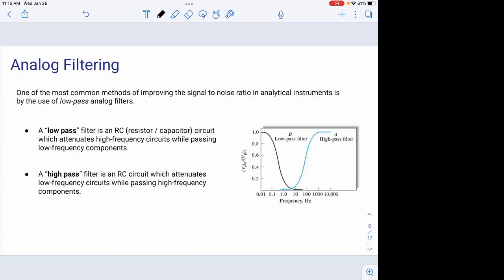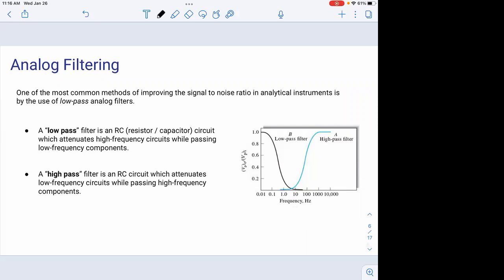Another option for hardware modulation or attenuation of noise is using analog filtering. So this is a really common method of improving the signal to noise ratio in instrumental measurements, usually using a low pass filter. So let's talk about what that actually looks like. A low pass filter is an RC circuit that attenuates high frequency noise while passing low frequency noise.